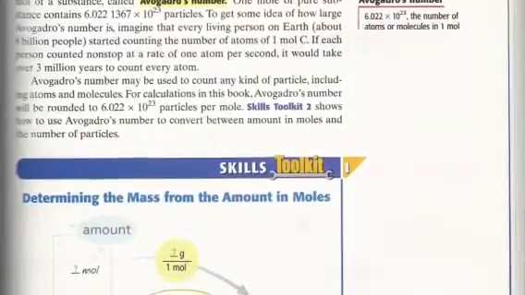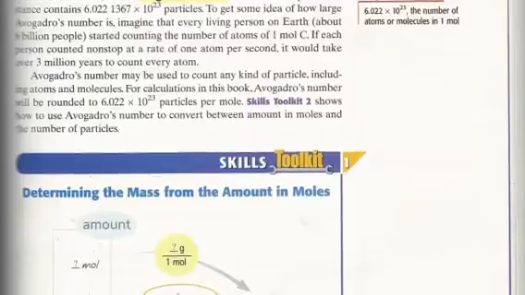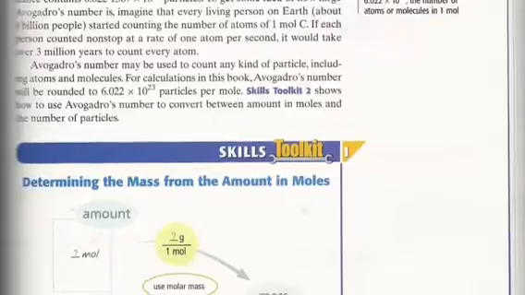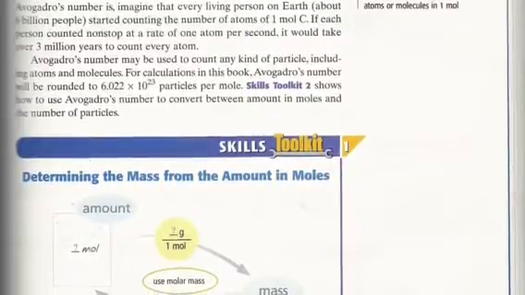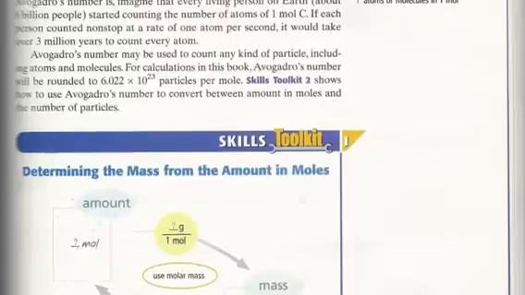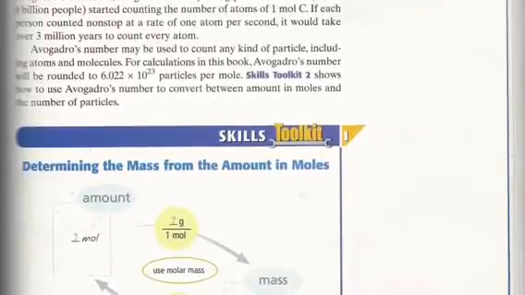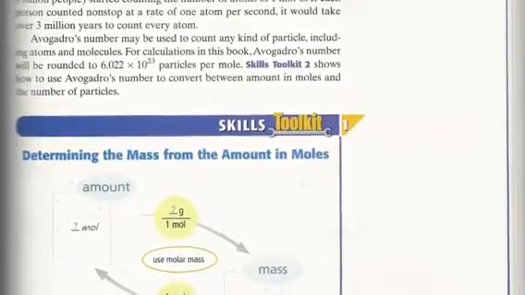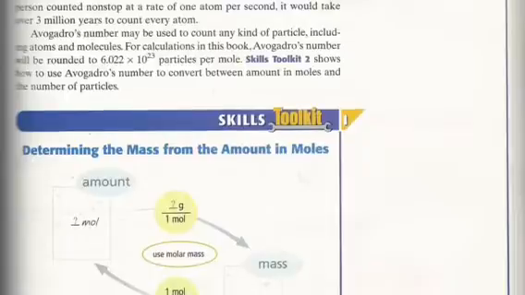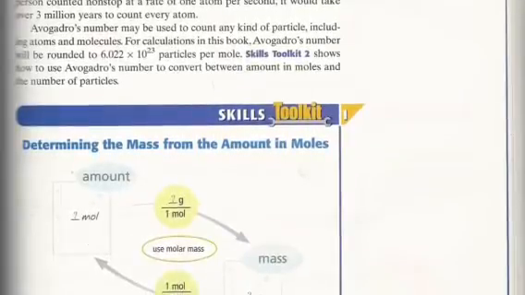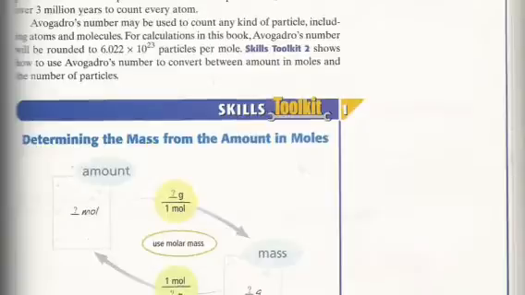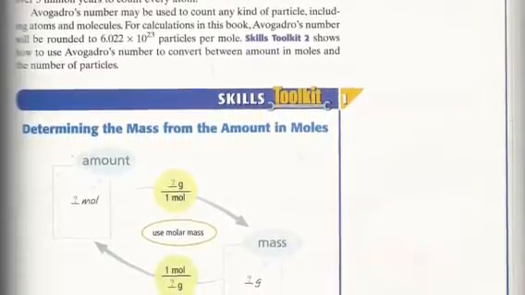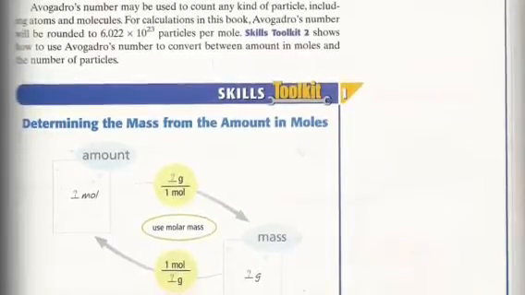Avogadro's number may be used to count any kind of particle, including atoms and molecules. For calculations in this book, Avogadro's number will be rounded to 6.022 times 10 to the 23rd particles per mole. Skills Toolkit 2 shows how to use Avogadro's number to convert between amounts in moles and the number of particles. You can see the Skills Toolkit here. It's determining the mass from the amount in moles, and they're doing various calculations here. I included this picture so you guys could see it. We will discuss this further later.